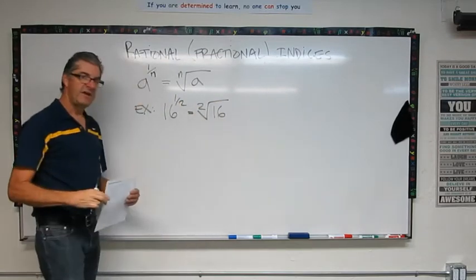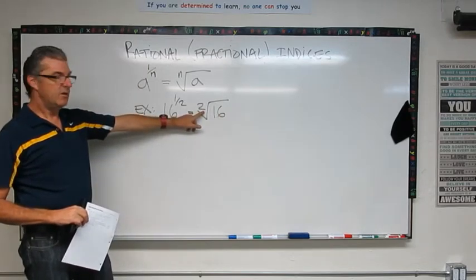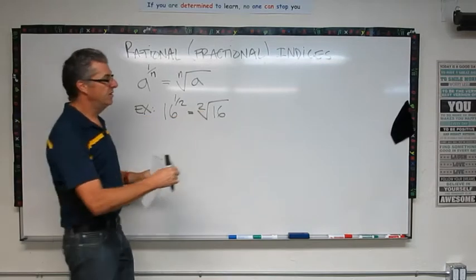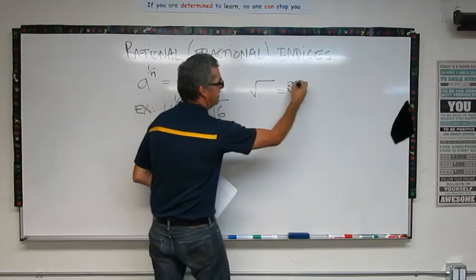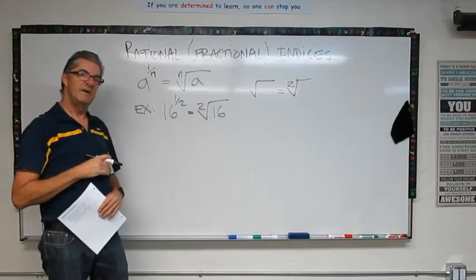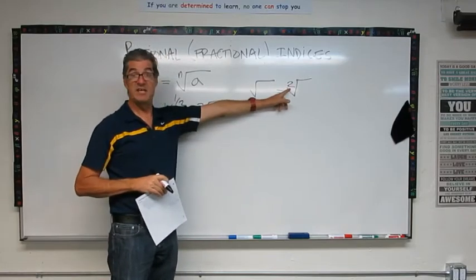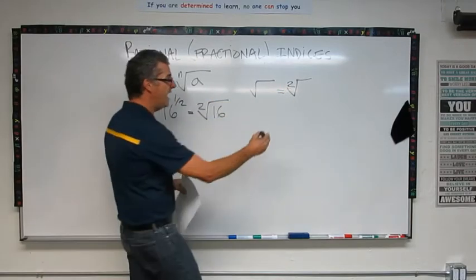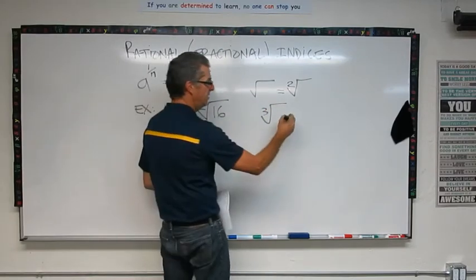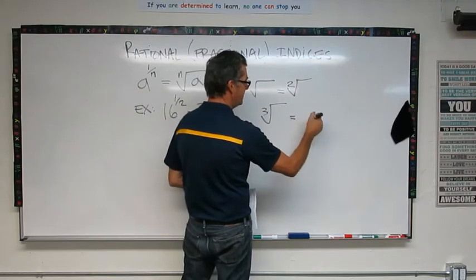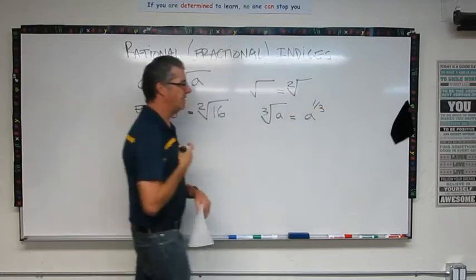that. Now here's something, in case you didn't already know this. For the square root, we just dropped the 2. So in truth, in mathematics, this is the same as this. In that situation, we just leave the 2 out, but it is there. You can also write something like this: the cube root of a would be the same as a to the 1/3 power.